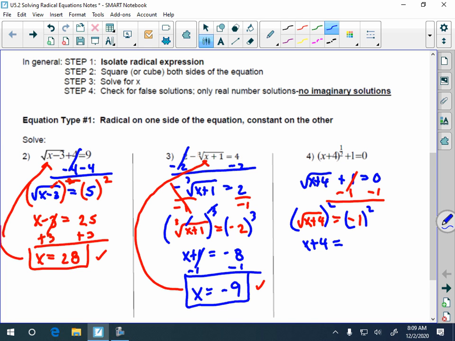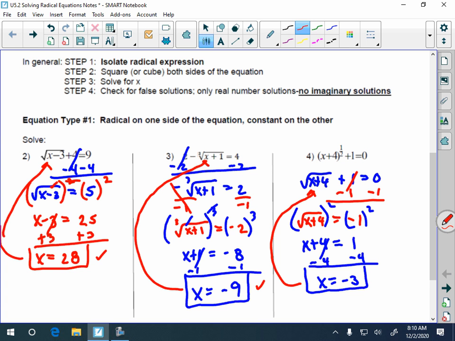-1 squared is -1 times -1, which is +1. Subtract the 4 over. All right, so -3. So again, I got to check and make sure it works. I'm going to plug it into this one right here because it has the square root, just easier to work with. All right, so -3 plus 4 is 1. The square root of 1 is 1. And then 1 plus 1 is 2. And 2 does not equal 0.